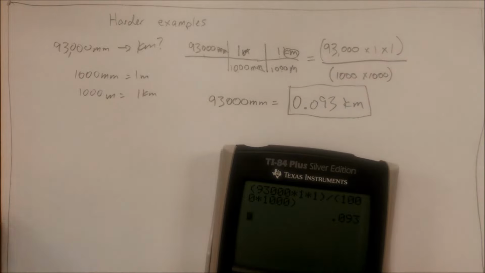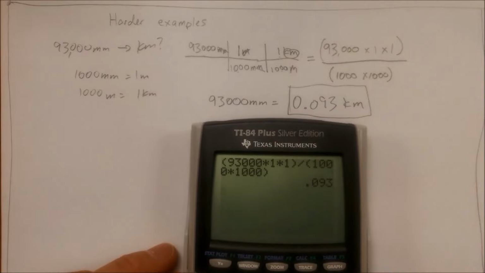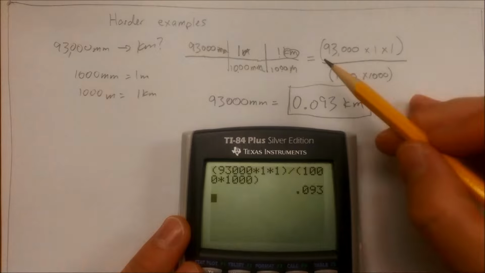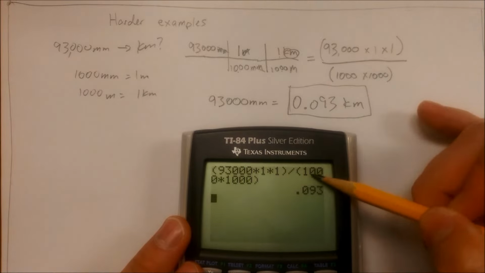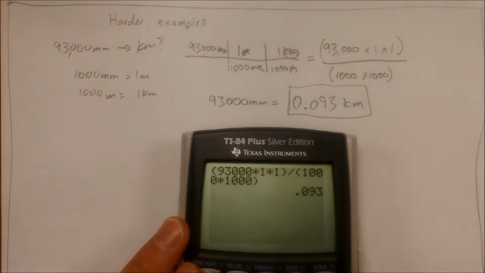I always like to box in my answers. Hopefully the calculator shows up clear on the video. Looks like it. So let's double check. We have 93,000 up top divided by 1,000 times 1,000, which is what's in the bottom. All right, should be good.